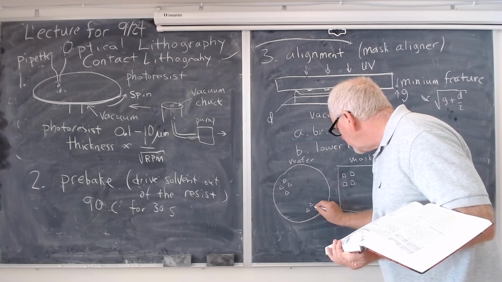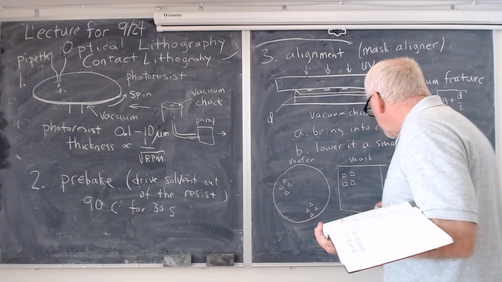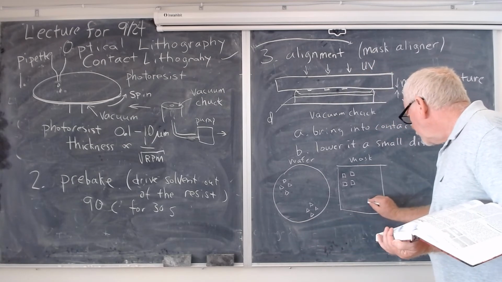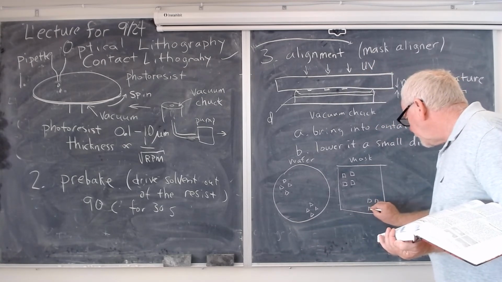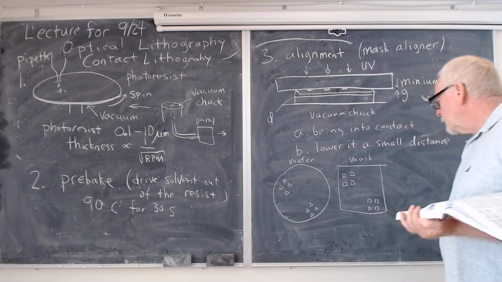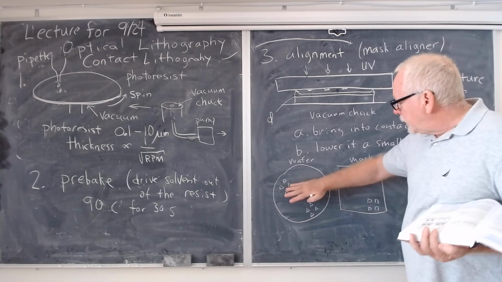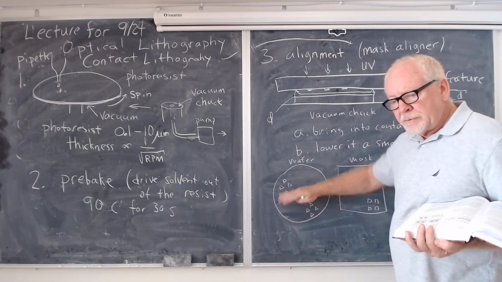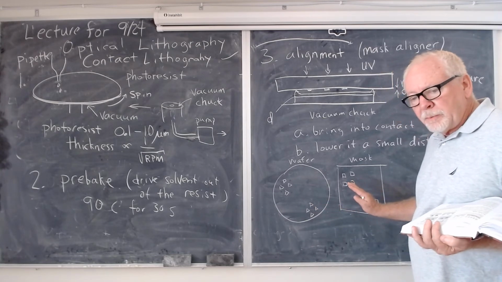because you might have another set of features over here, where I'm just drawing something, and they're supposed to line up with those features. And so you can kind of get the idea that if the wafer is rotated wrong, it's not going to line up.